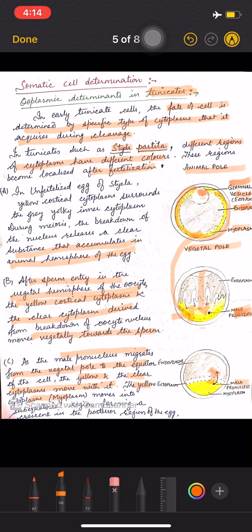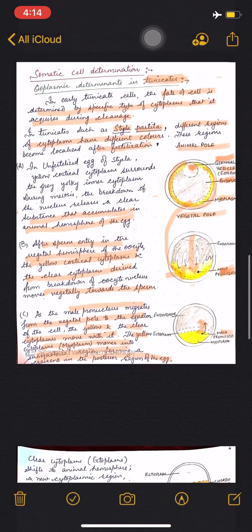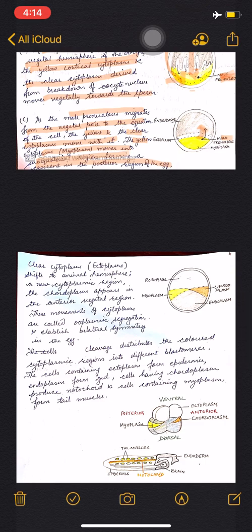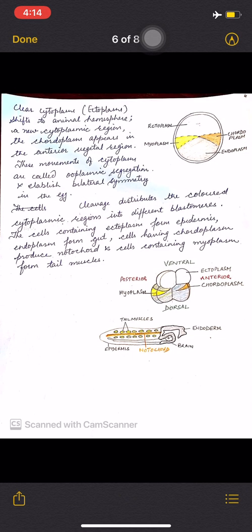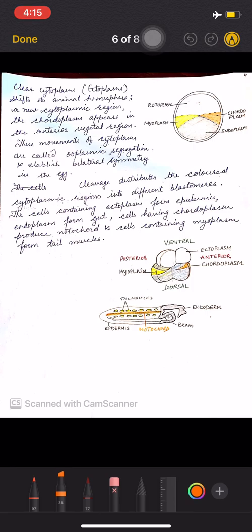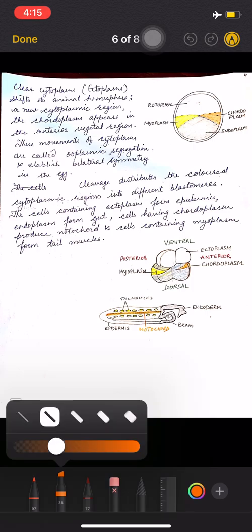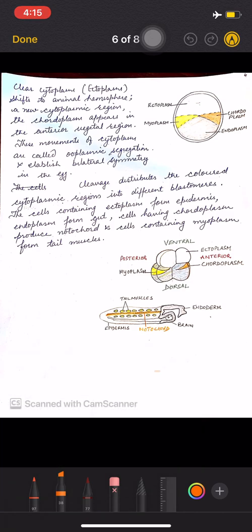The yellow cytoplasm moves into the subequatorial region, right? Where does it move? Into the subequatorial region, and it forms a crescent in the posterior region of the egg. Crescent means, let's see in the next slide, the diagram will make it clear. Yes, so here you can see that the yellow cytoplasm has come here, so it comes to lie in the subequatorial region, right?